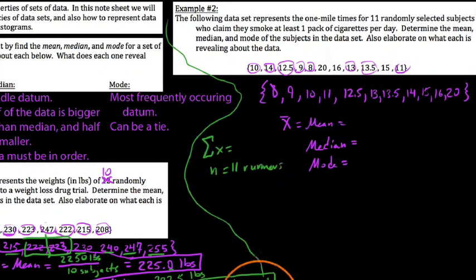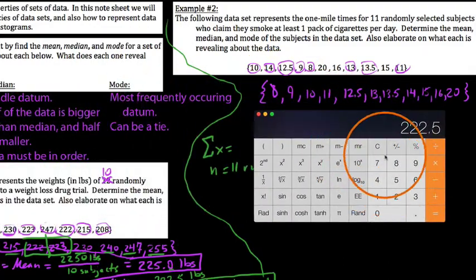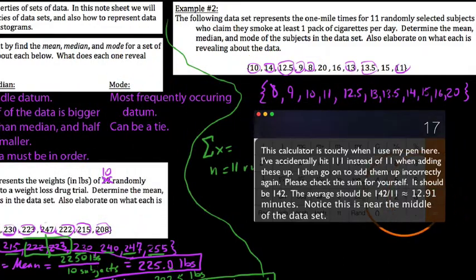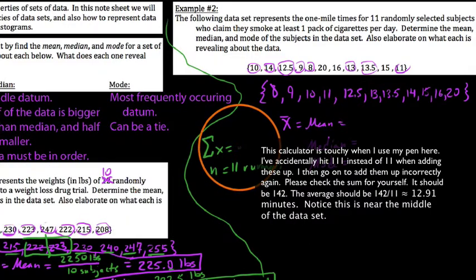And then we say, what was the total of the data here? So we just get our calculator out. We'll add these up again. Adding them up, clear. 8 plus 9 plus 10 plus 11 plus 12.5 plus 13 plus 13.5 plus 14 plus 15 plus 16 plus this 20 on the outside. So we get 242, and we should label this. We say 242 what? This was in minutes. So we have 242 total minutes.